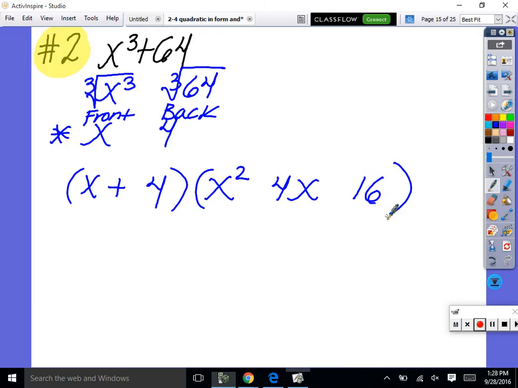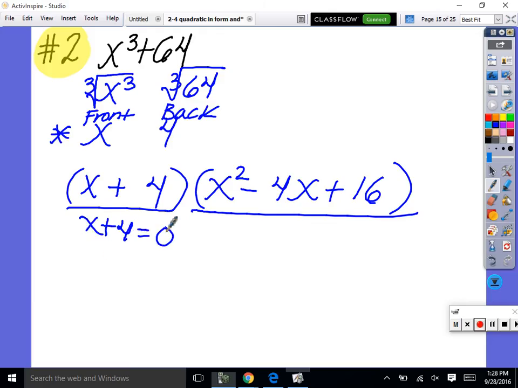Let's go through and figure out what our signs are. This sign is the same as that sign. The next sign is always opposite. And then this sign is always positive. Now look, we factored this down to a linear and a quadratic. We know how to solve each. Set each equal to 0 and solve. So we have x plus 4 equals 0. So we get x equals negative 4. There's one of our solutions.